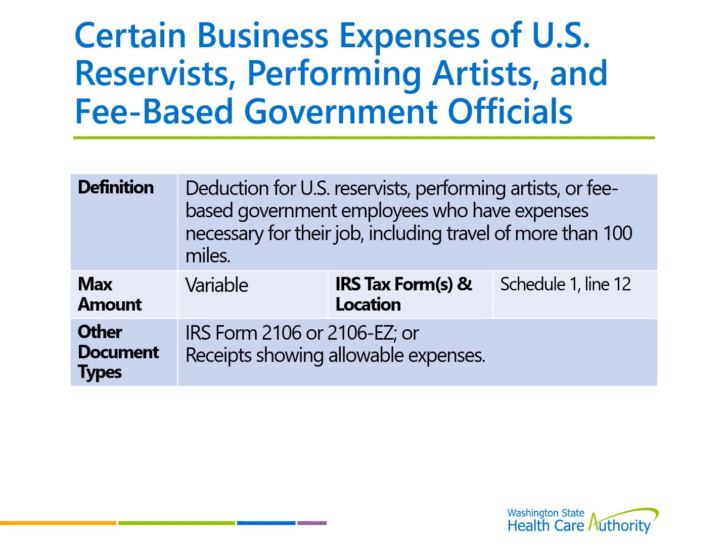Certain business expenses of U.S. reservists, performing artists, and fee-based government officials. This deduction is for U.S. reservists, performing artists, or fee-based government employees who have expenses necessary for their job, including travel of more than 100 miles. The maximum amount of this deduction is variable.